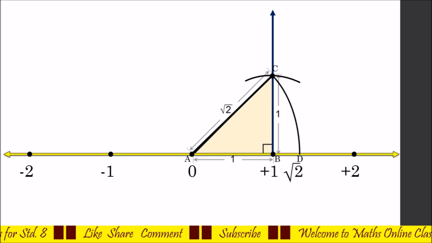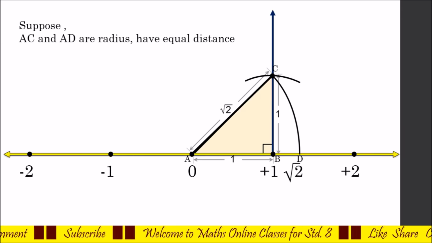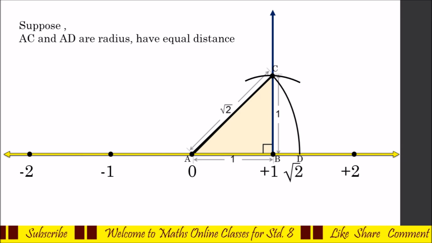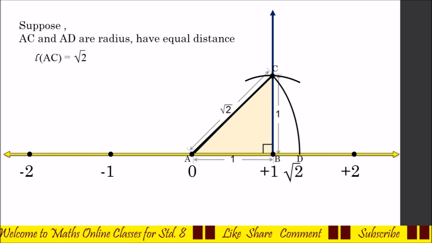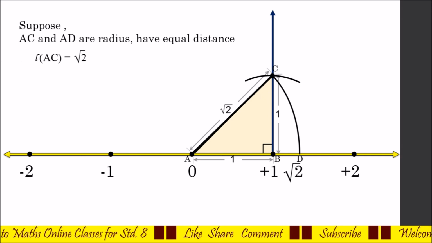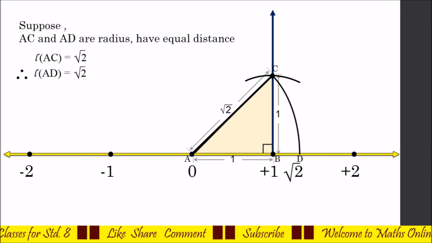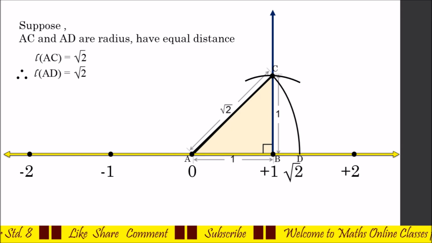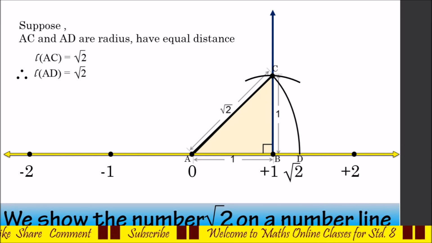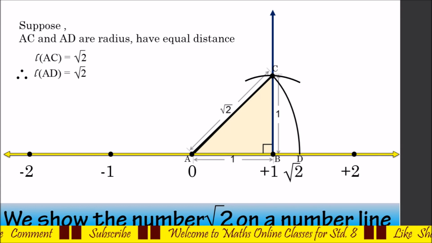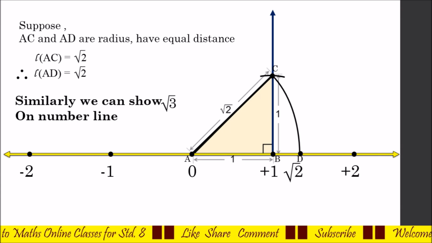Let us come to the number line again. Now if we consider AC and AD are radii, as radii have equal distance, the length of AC is root 2, therefore the length of AD is also root 2. Hence we show the number root 2 on the number line. Similarly, we can show root 3 on the number line.